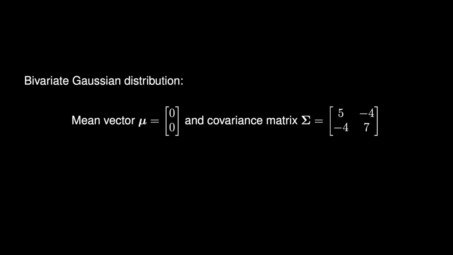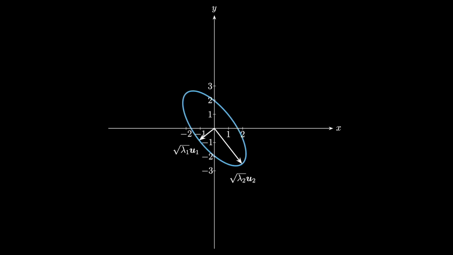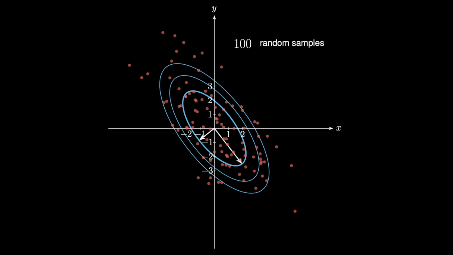In the following, we change the covariance from positive 4 to negative 4. This means x1 and x2 are negatively correlated. The ellipse rotates in the opposite direction. With 100 random samples from this new distribution, we can already see the points spreading along the opposite diagonal, consistent with a flipped ellipse orientation.